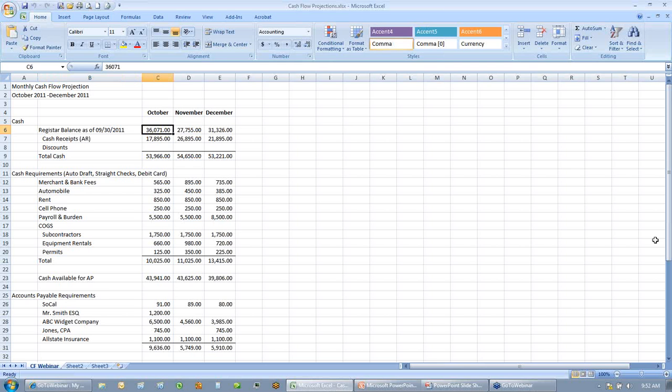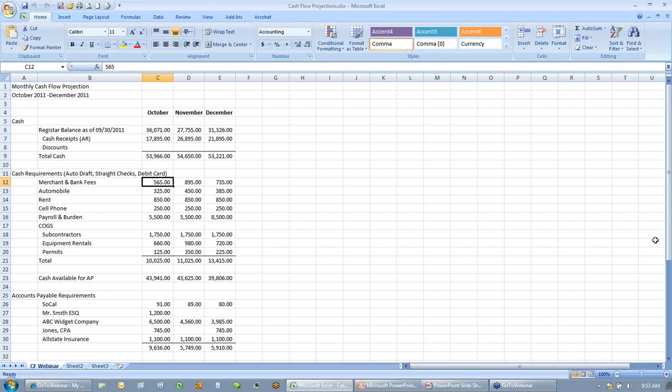I'm expecting cash receipts of $17,895 for the month of October, giving me total cash to pay off my bills of $53,966. So that's the cash that I have to pay off my current obligations for the month of October.